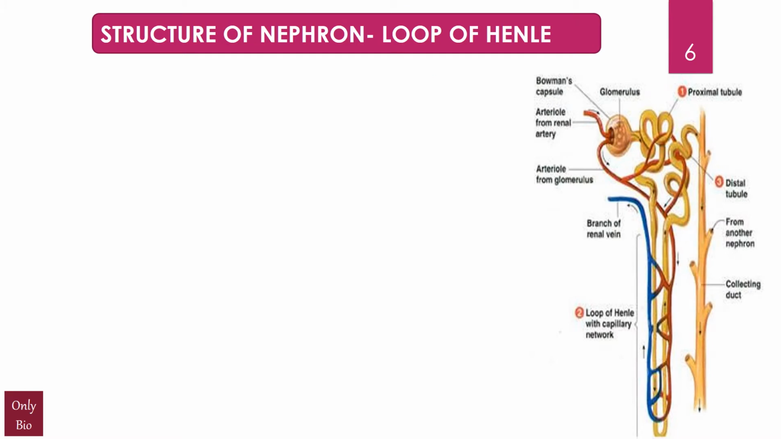Let's understand the structure of the loop of Henle of the nephron. See, PCT was in the cortex. From there, it enters the medulla, and while it does so, it takes a turn to form a U-shaped structure that is called as the loop of Henle. Friends, from this you have to understand that the loop of Henle is basically located in the medulla region.